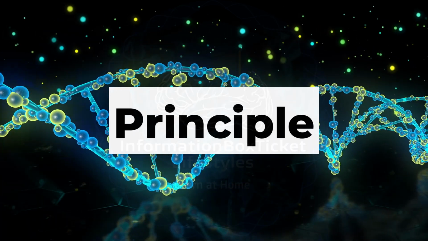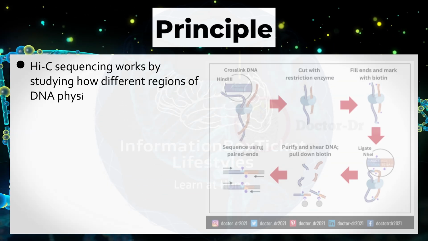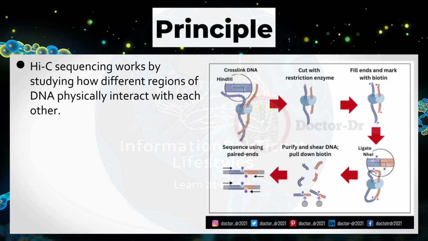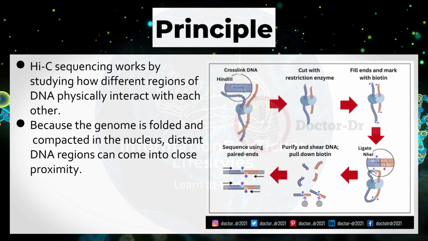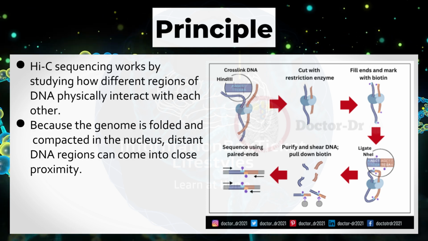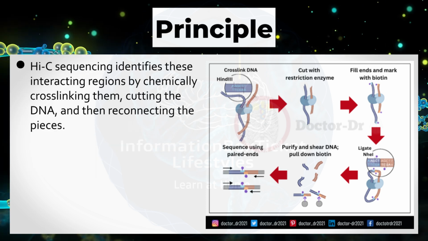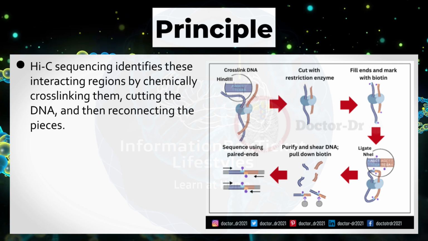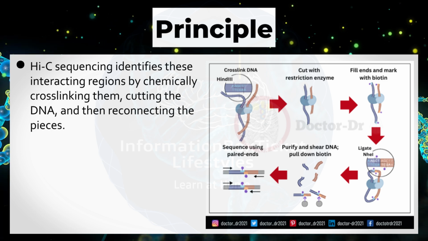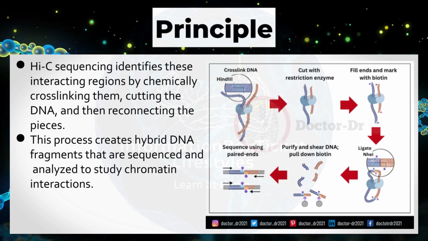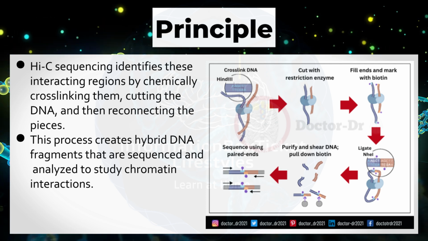Principle of Hi-C sequencing. Hi-C sequencing works by studying how different regions of DNA physically interact with each other. Because the genome is folded and compacted in the nucleus, distant DNA regions can come into close proximity. Hi-C sequencing identifies these interacting regions by chemically cross-linking them, cutting the DNA, and then reconnecting the pieces. This process creates hybrid DNA fragments that are sequenced and analyzed to study chromatin interactions.